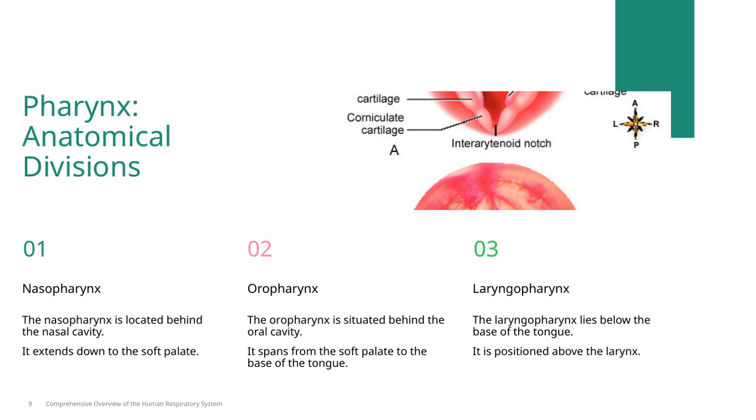Now, the pharynx itself is divided into different regions, and understanding these divisions helps us see how the system functions efficiently. The laryngopharynx, for example, is positioned below the base of the tongue and just above the larynx.